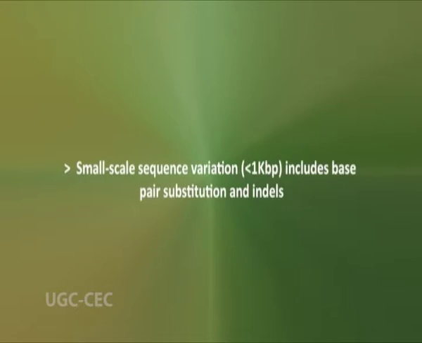For a given genome of a multicellular organism, genetic variation may be acquired in somatic cells or inherited through the germline. Genetic variation can be divided into different forms according to the size and type of genomic variation. Small-scale sequence variation, less than 1 kilo base pairs, include base pair substitution and indels.